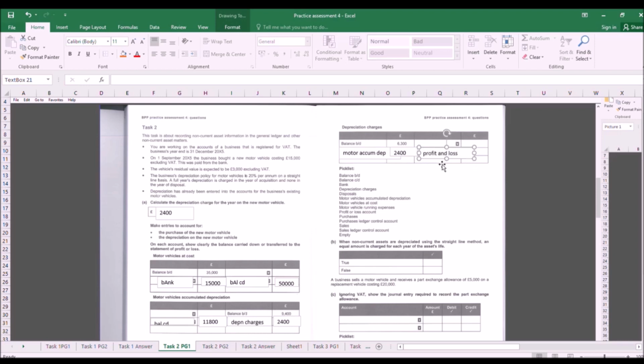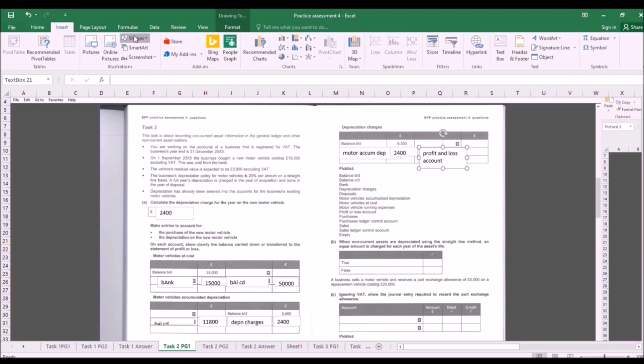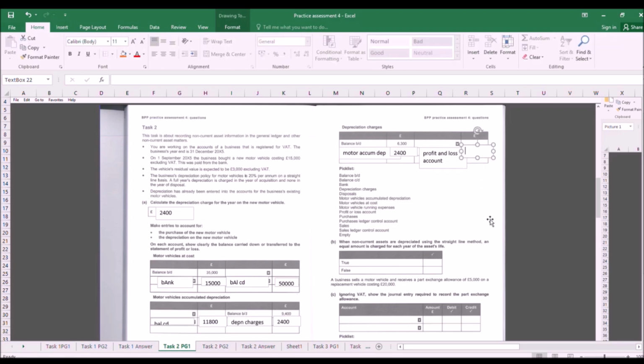Over here, and let's put the total charges for the year in here, which would be 8,740. That's the opening part of that. Right, okay. When non-current assets are depreciated using the straight line method, an equal amount is charged for each year of the asset's life. That is going to be true. I'm going to explain why.